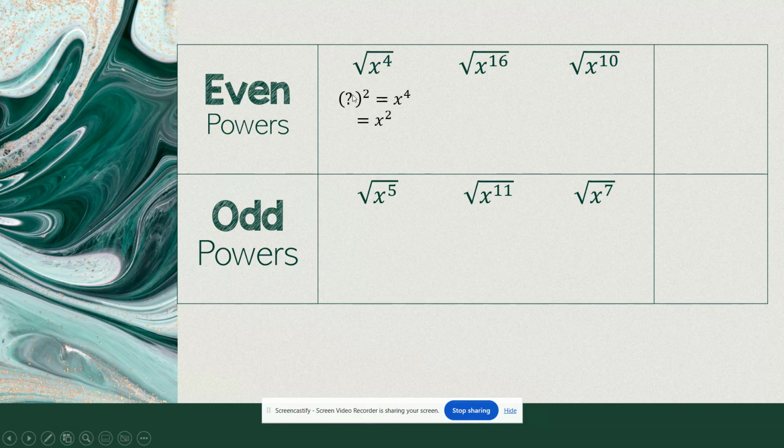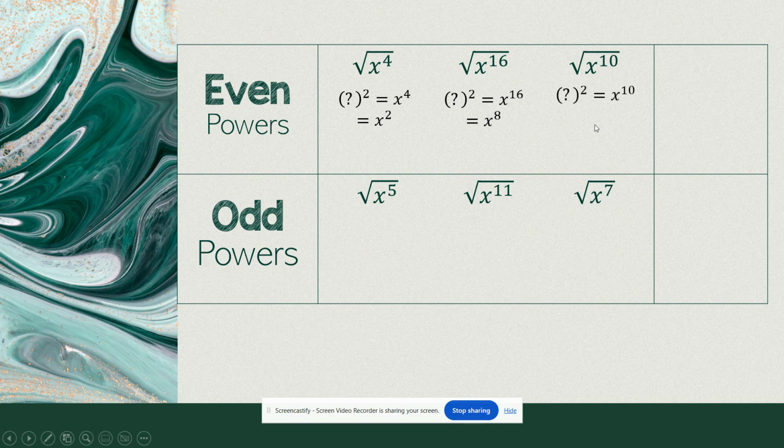If I replace this question mark here with x squared, I would have x squared all raised to the second power, and we know by our power to power rules, 2 times 2, we would multiply exponents, would give me 4. Okay. Similarly, with the square root of x to the 16th, I would say, what can I multiply by itself twice to get x to the 16th? I would say, well, x to the 8th, because x to the 8th here would give me 8 times 2, which would give me 16.